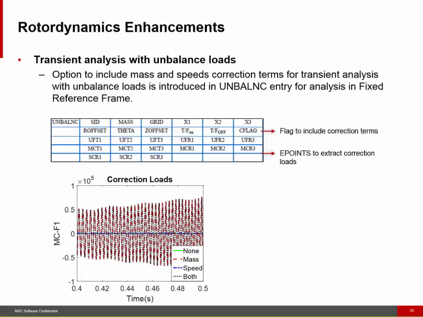So in this release, you can apply either mass correction, speed correction, or both of those corrections simultaneously. And in addition to this, you can also post-process the generated correction loads through E-points you specify on the unbalanced entry.